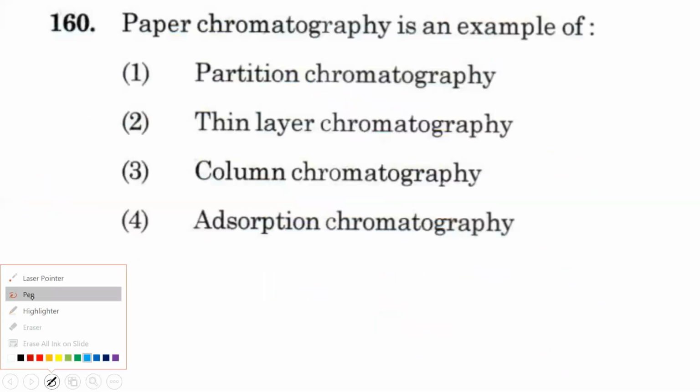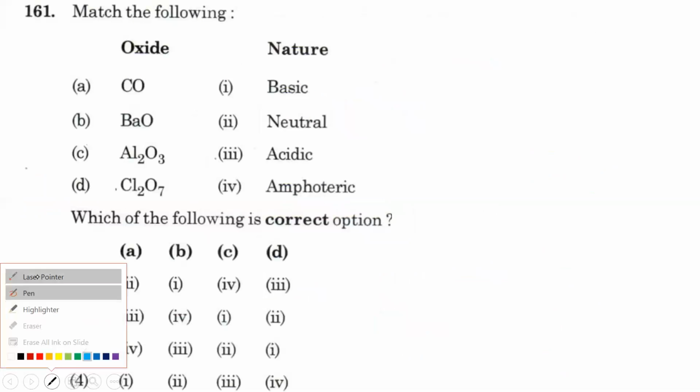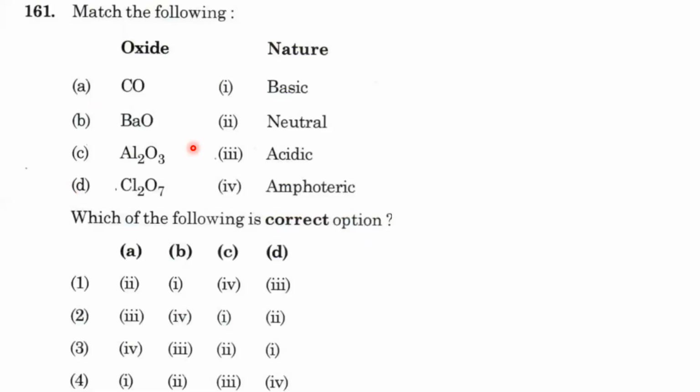In this question, they are asking which one is paper chromatography. Thin layer chromatography and column chromatography come under adsorption chromatography. Paper chromatography comes under partition chromatography. So the answer for this question is partition chromatography. Next we'll take the match question.